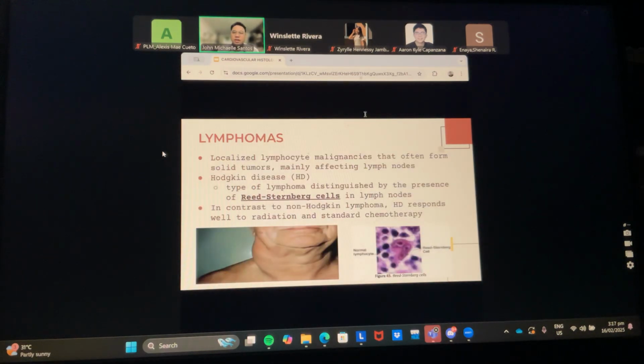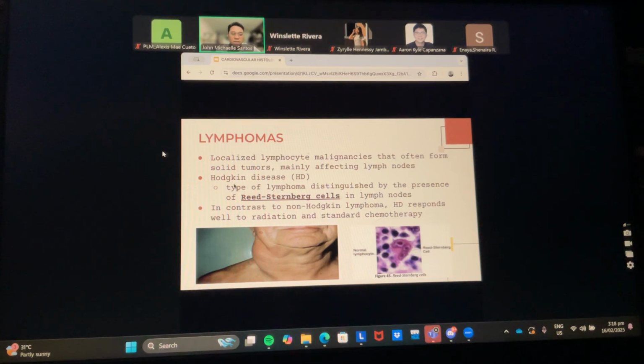So another clinical correlate for your lymph node is that you can see lymphomas. Ano yung mga lymphomas? So these are localized lymphocyte malignancies that often form solid tumors affecting mainly your lymph nodes. Diba, majority of our lymph nodes can be seen sa neck area, sa armpits, diba? So kapag may bukol dyan, usually dito, a good differential for those are your lymphomas, aside from goiter or thyroid pathology. Ganon. So your lymphomas.